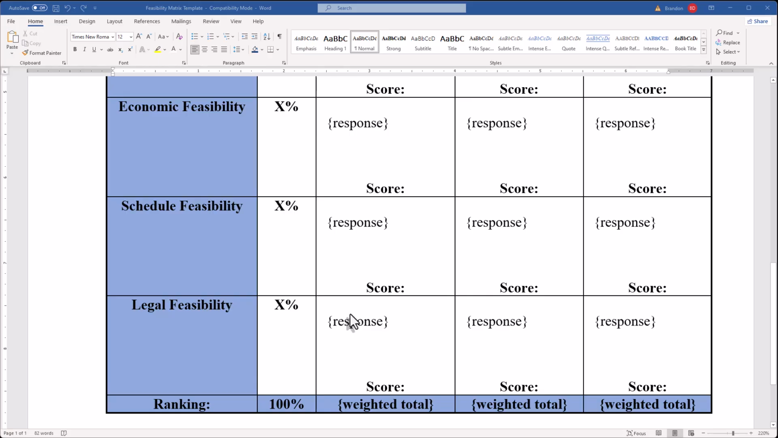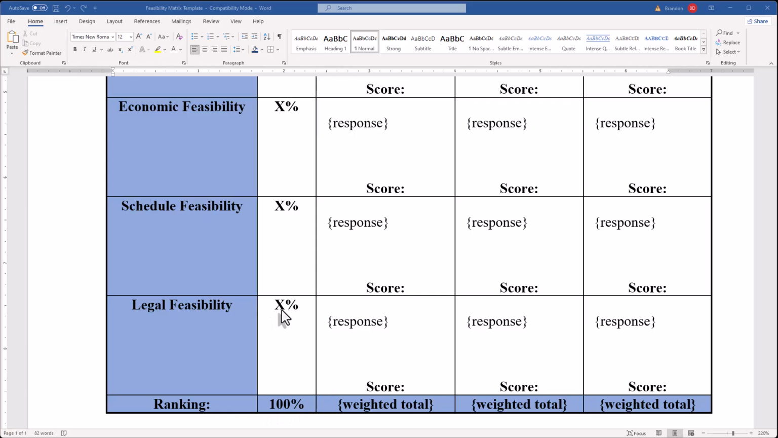And then finally, the legal feasibility. This is going to evaluate the system for how it fits within our current legal and contractual obligations with maybe our partners, our vendors, but also looking at compliance. How well does this allow us to comply with certain regulations? And again, we're going to come up with a response for each of the candidates against our legal feasibility and have a weighting. All of our weightings should add up to 100.